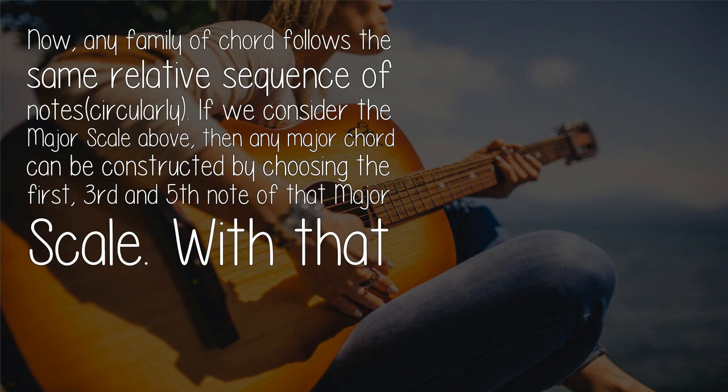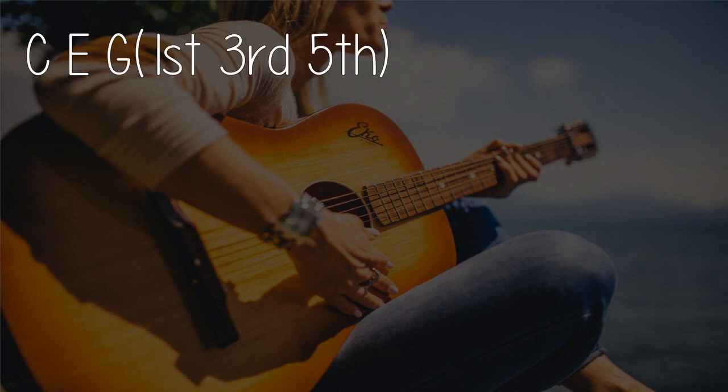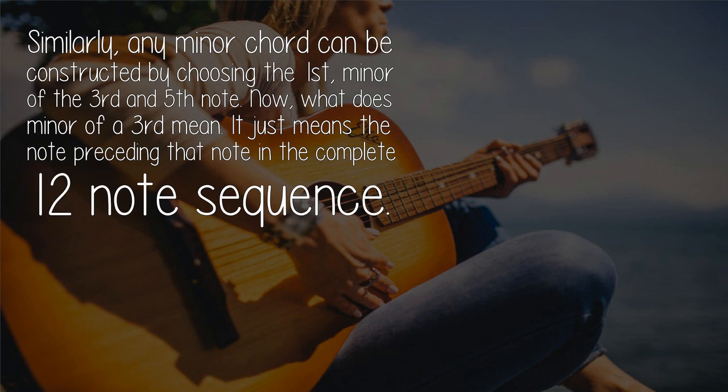Now, any family of chord follows the same relative sequence of notes circularly. If we consider the major scale above, then any major chord can be constructed by choosing the first, third and fifth note of that major scale. With that argument, if we construct the C major chord, we end up using the following notes: C, E, G, first, third, fifth. Similarly, any minor chord can be constructed by choosing the first, minor of the third, and fifth note.